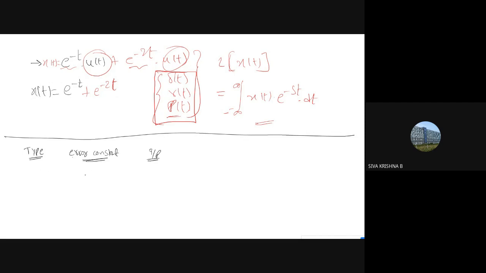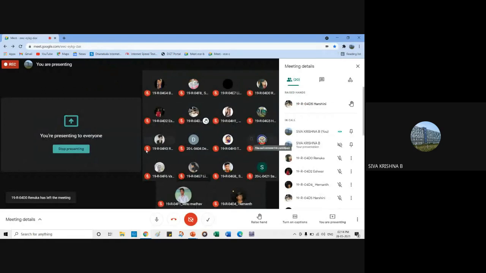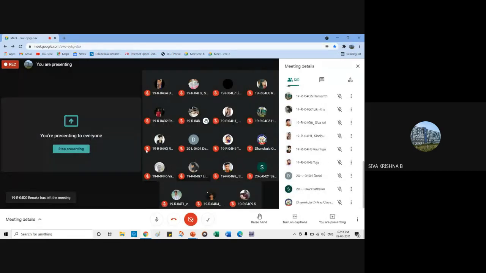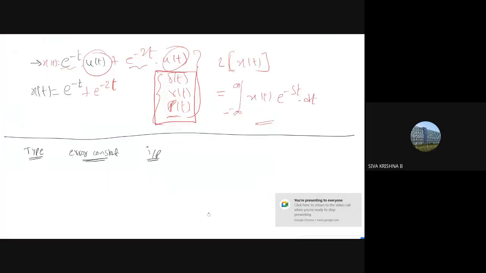So what are the three types of error constants we have? First of all, what are the three error constants we have? Respond. మనకున్న error constants ఏమేంటి? Positional, acceleration, velocity. Okay, positional, acceleration and velocity error constant. So those are Kp, Kv, that means velocity, and Ka.